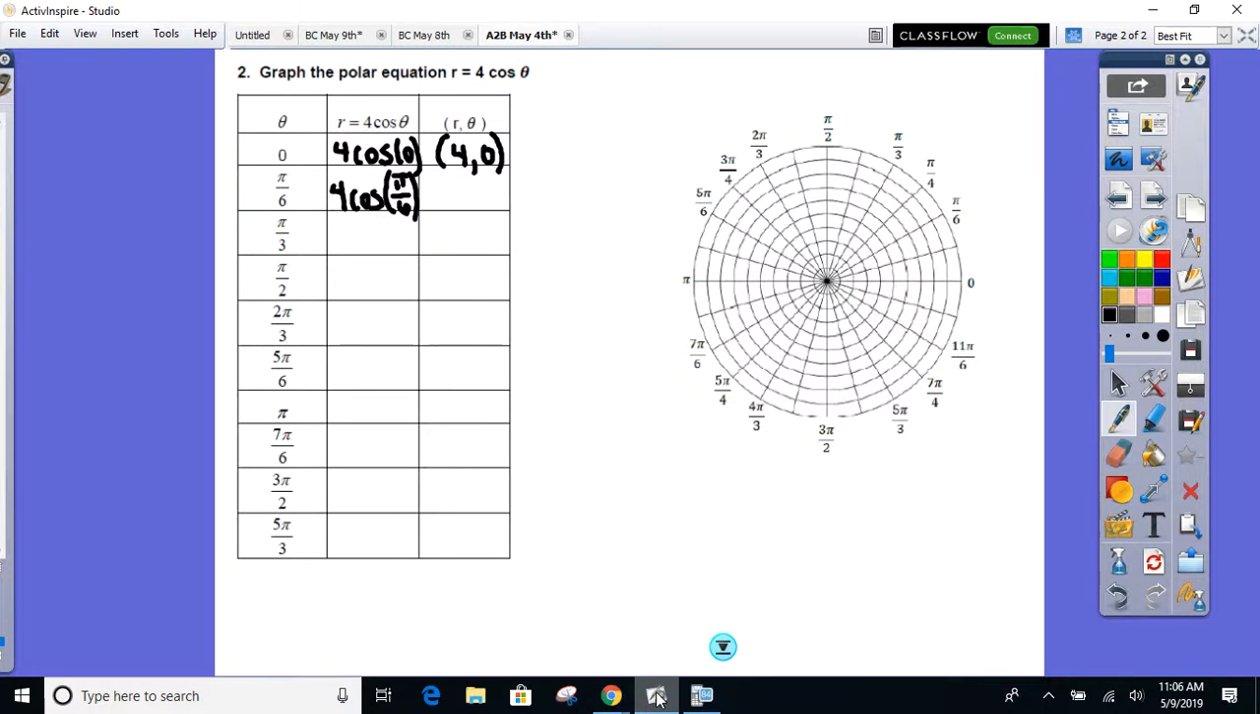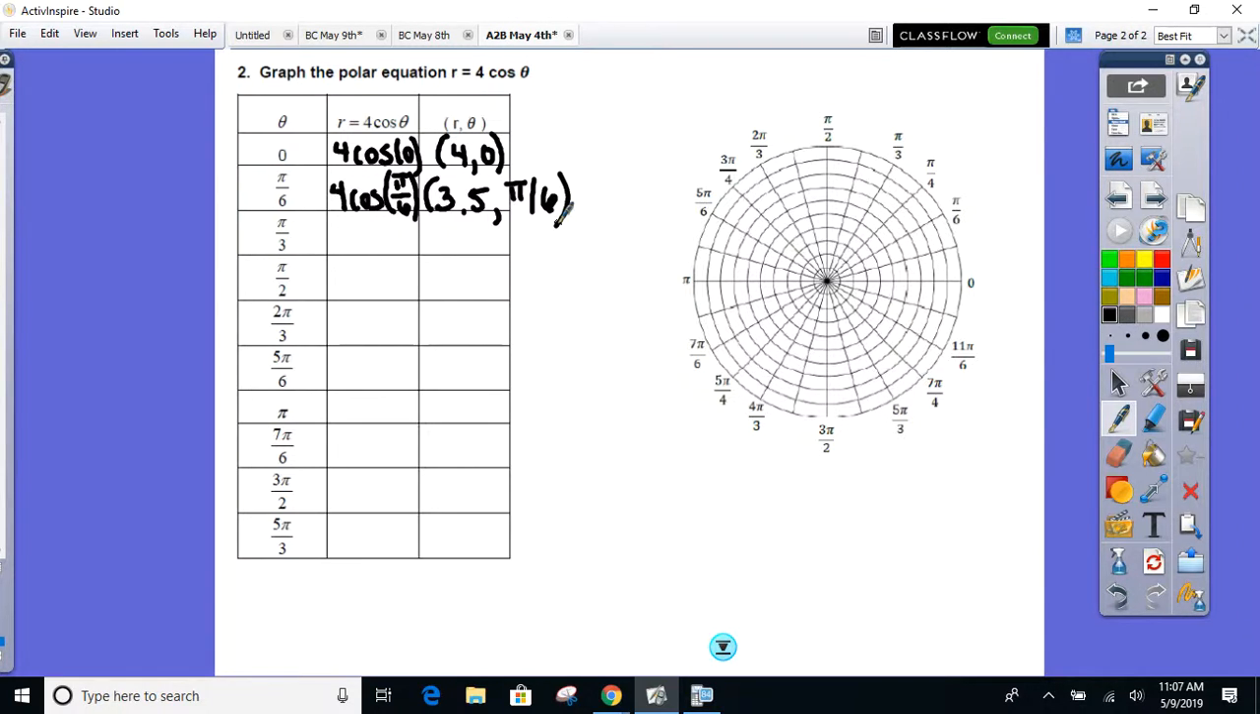So about 3.5. So my coordinate's going to be, what was your R value? What did we just round to? 3.5, comma, what angle did you just plug in? Pi over 6. Everyone see how we're going to come up with points for this graph?